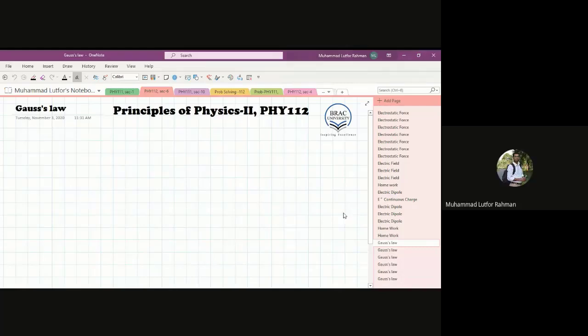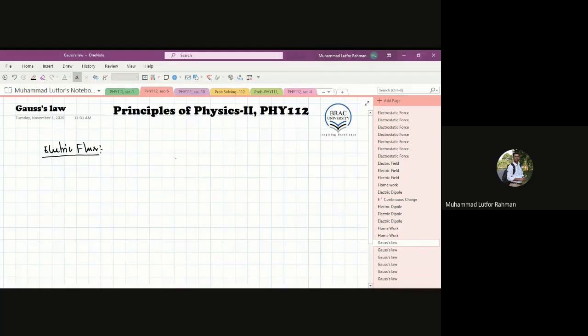So fine. Today we are going to talk about Gauss's law. To define Gauss's law, I have to define electric flux first. Electric flux.